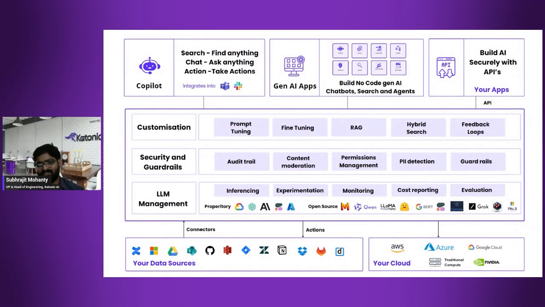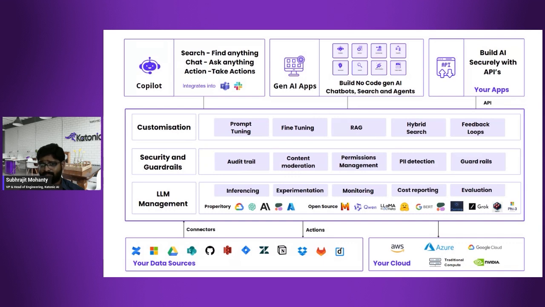Okay, so this is what the entire product architecture looks like, where Katonic will help you in many things. What you are seeing here is the entire architecture overview of our comprehensive AI platform. The single image encapsulates the power and flexibility of our solution. At the top, you will notice three key components. Our Copilot, which integrates seamlessly with tools you are already using like Microsoft Teams and Google Workspace. It's our AI assistant for searching, chatting, and taking actions.